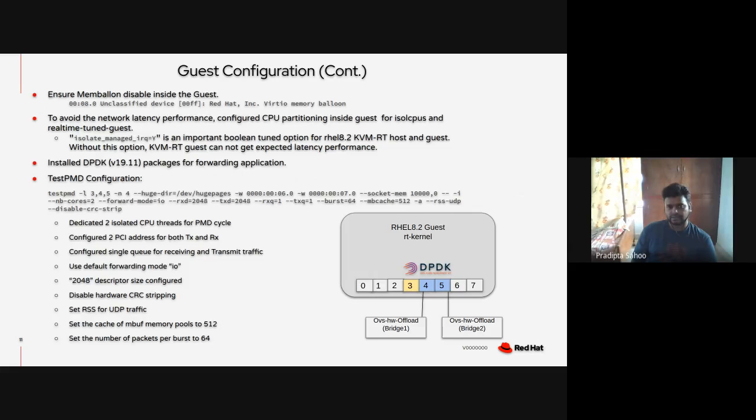In our case, we use the 19.11 libraries to execute as a forwarding application. And we configured the testpmd forwarding in a single queue, where the PMD poll mode is pinned to one vCPU, which is running on the real-time scheduler.